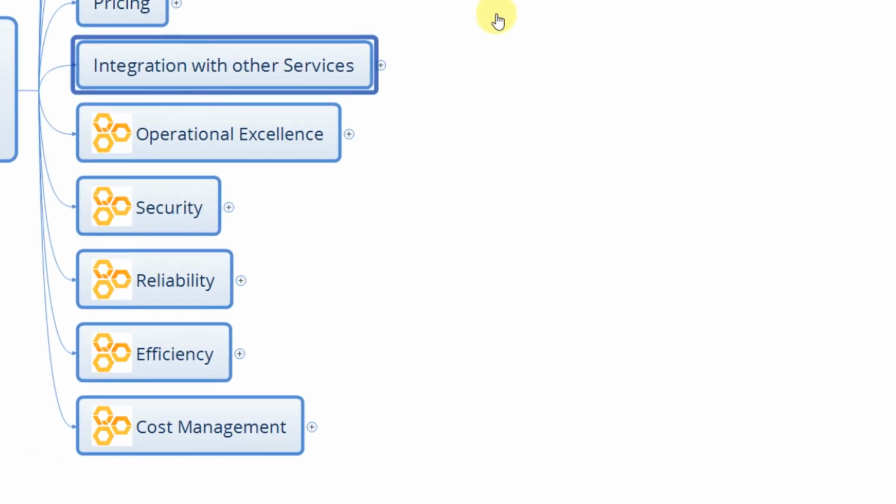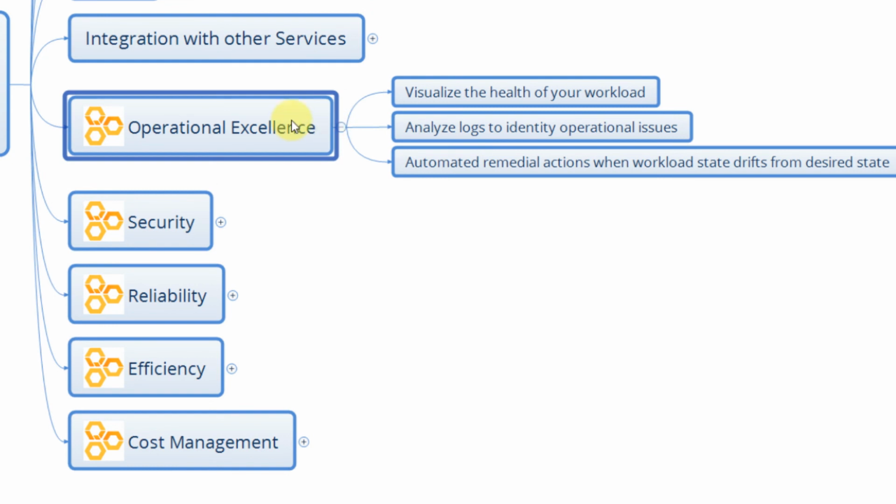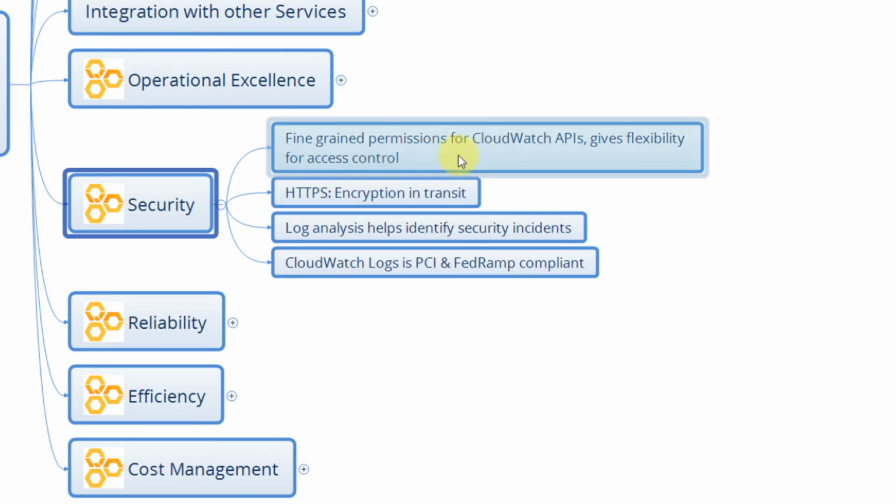Now let's look at how CloudWatch facilitates the 5 pillars of the well-architected framework. From an operational excellence perspective, it helps you visualize the health of your workload, helps you analyze logs to identify operational issues, and it helps you automate remedial action when the state of the workload drifts from the desired state. For security, it has fine-grained permissions for the APIs, and this gives it a lot of flexibility for access control. The HTTPS endpoint enables encryption in transit. The analysis on logs helps identify security incidents. And note that CloudWatch Logs is PCI and FedRAMP compliant.